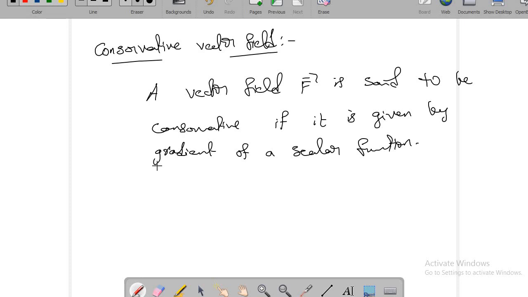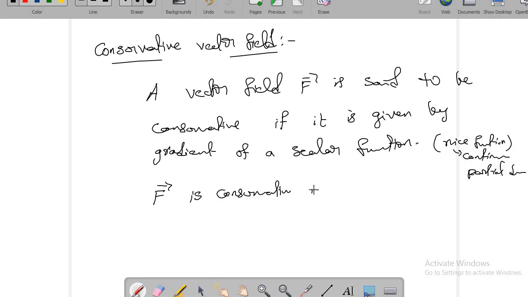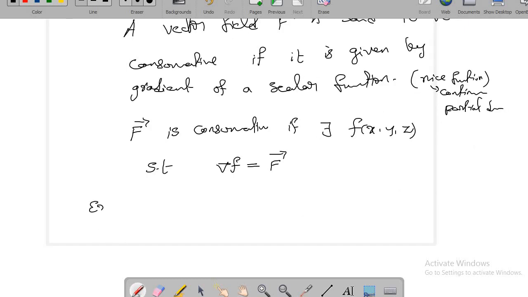A vector field F bar is said to be conservative if it is given by the gradient of a scalar function. When I say a scalar function, I'll assume this to be a nice function. By nice I mean it is continuous and its partial derivatives exist. That is, we say F bar is conservative if there exists a scalar function, that is f of x, y, z, such that the gradient of f will be our F bar. So you can see some examples.